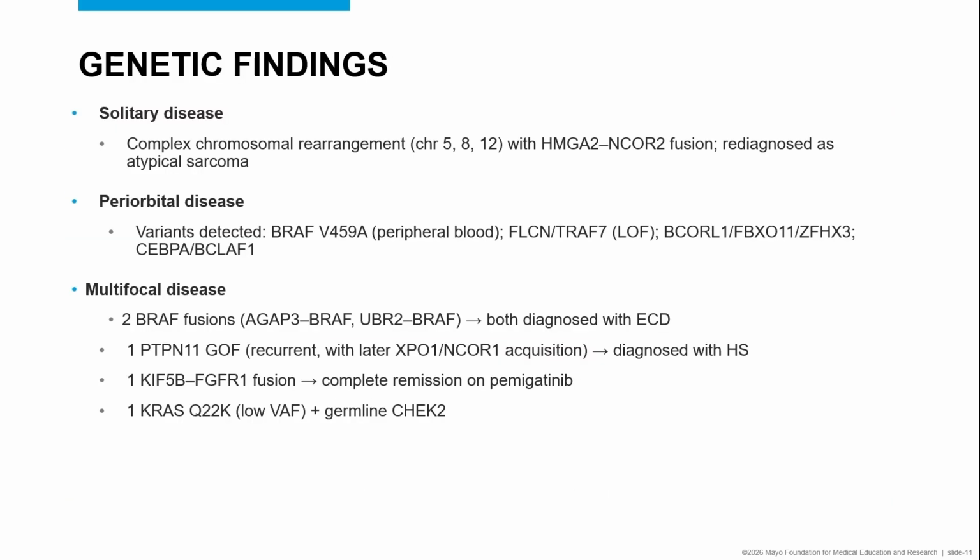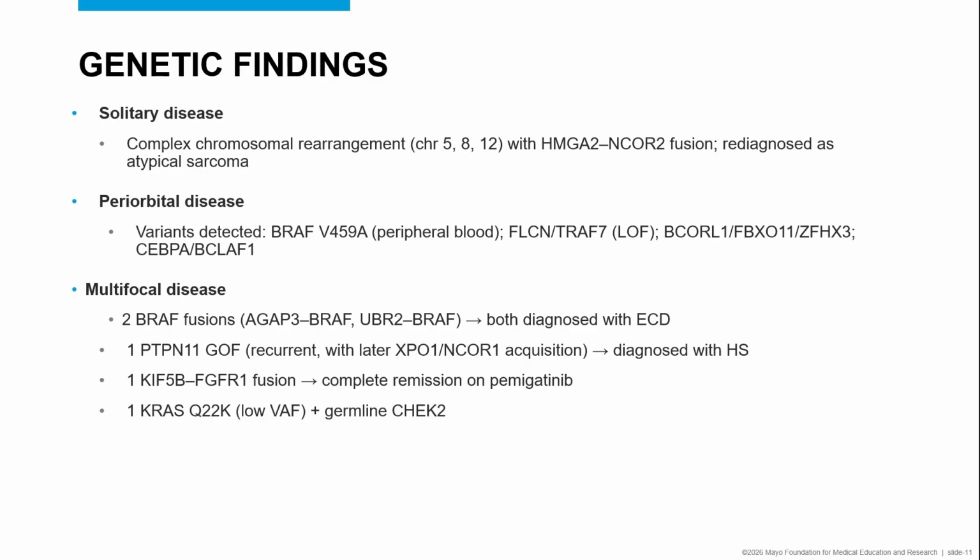Okay, and this is just the genetic findings across the different subtypes. I will say this is rather sparse in the solitary disease just because many of these patients did not get genetic testing. But in terms of a big finding, the patient with solitary disease who had genetic testing ended up being the one with the atypical sarcoma, so they had a complex chromosomal rearrangement. And then one patient with periorbital disease with a BRAF mutation ended up with the diagnosis of Erdheim-Chester disease, and here's the rest of the variants that were detected.